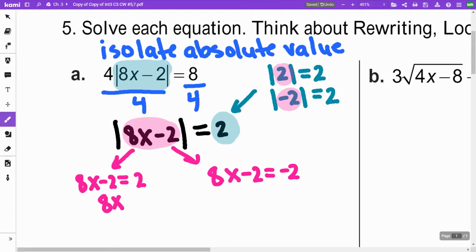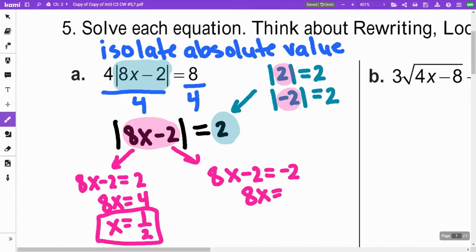So this one's going to be 8x is equal to 4. So x is equal to 4 over 8, or 1/2 if I reduce. The second equation, I'm going to add 2 to both sides and I end up with 0. And when I divide by 8, I get x equals 0. And those are our two answers. So usually for absolute value, you're going to get two answers.